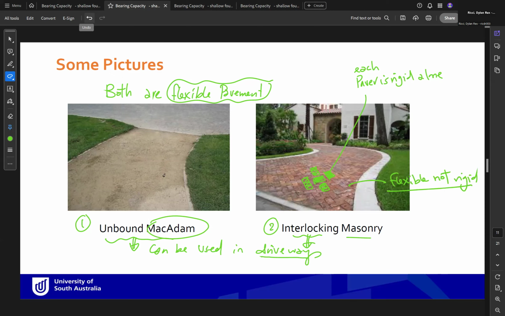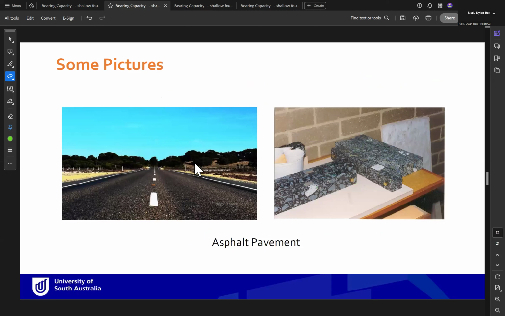Okay, so these are some pictures of the two types of road, and here as well we have some asphalt pavement photos. As you can see here, we have the asphalt, and this is a cross section of asphalt.